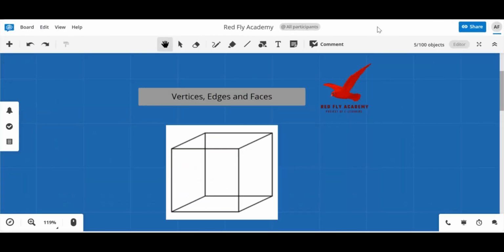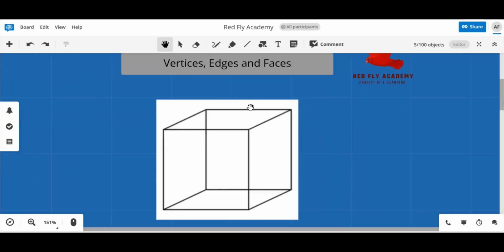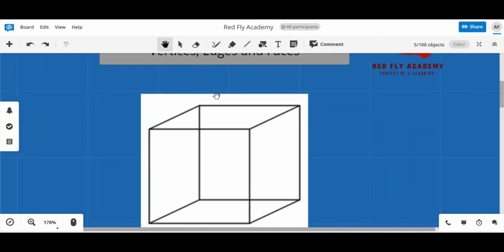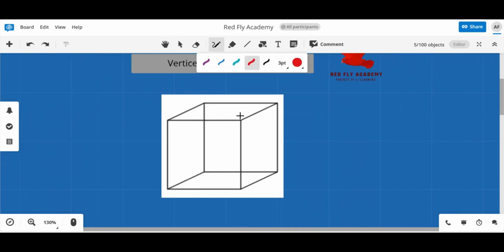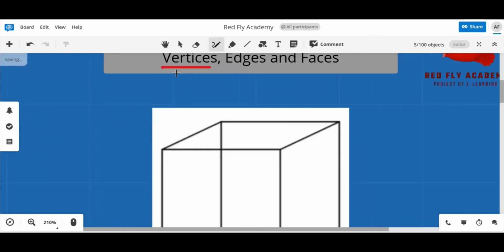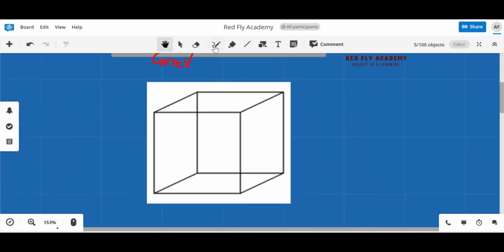Okay, so today our topic is vertices, edges, and faces. Let me explain this topic with the help of an example. This is a very easy topic. First we have vertices. Here I have an example of a 3D model of a square. So what are vertices? In other words, you can say corners. We call vertices corners. So how many corners or vertices do we have there?